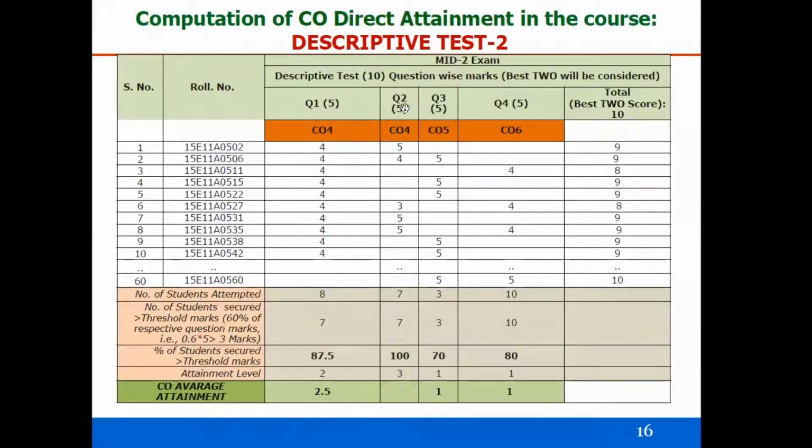So then same question 2 also mapping with CO4. So here you are getting number of students attempted 7. The number of students secured greater than 3 marks 7. So 7 by 7 we are getting 100. So 100 means that is level 3.